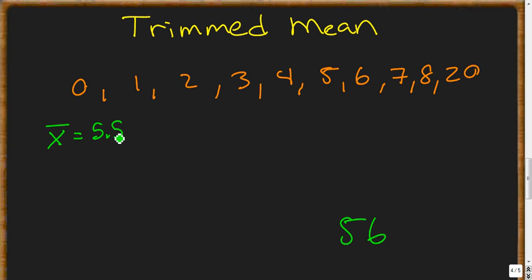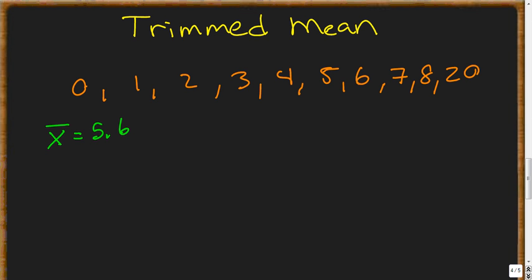So this is just a sample of stuff, right? I'm not population. This is just a sample of numbers I picked out of my head. So, oops, not 5.5, 5.6. Okay, so there we go. Pretty easy.